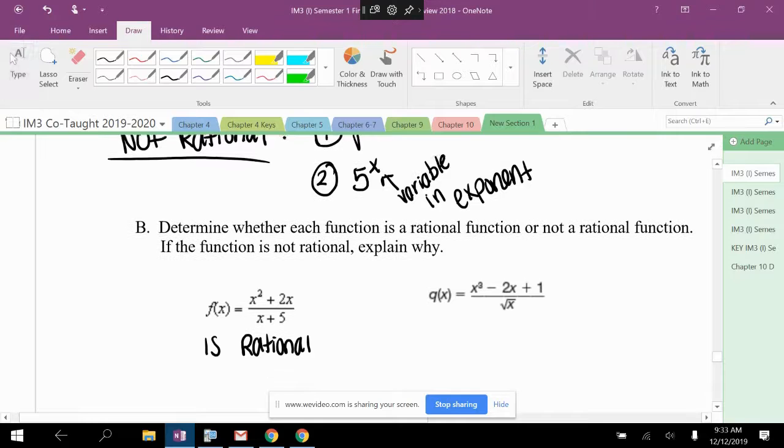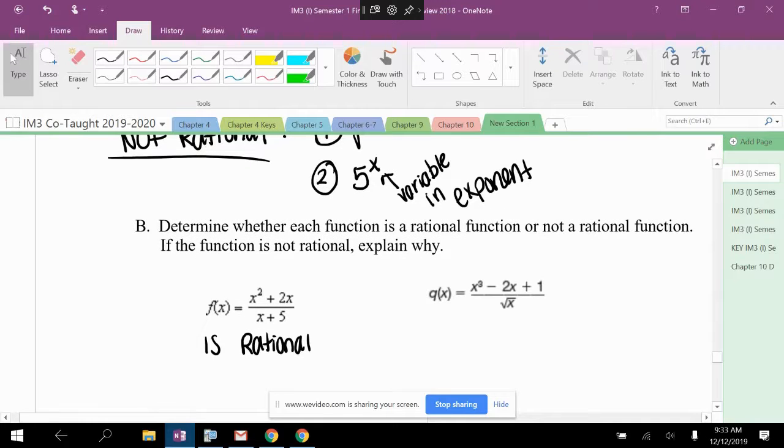Okay, this one, does q of x have any of these conditions? Yes, it has a square root sign. So this one is not rational. So if that was a question on your final, you would circle q of x. It's going to say which one is not rational, and you would circle this one because it says not. You can't have a square root in a rational function.